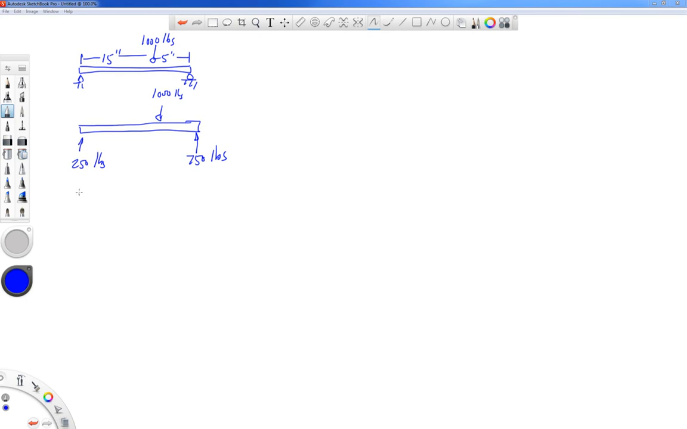So if we were to sketch the shear force diagram in pounds, we would jump up to 250. We would hold constant. We would decrease by 1,000. And then we would hold constant at minus 750. And then we would go up and close that out. That's supposed to be a horizontal line here.